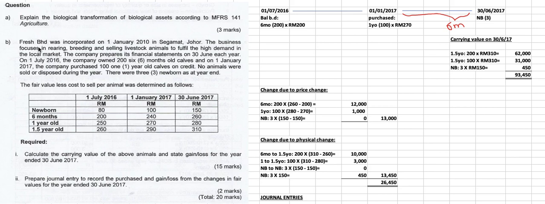Okay, Fresh Berhad was incorporated on 1st January 2010 in Segamat, Johor. The business focuses on rearing, breeding and selling livestock animals to fulfill the high demand in the local market. The company prepares its financial statement on 30th June each year. So on 1st July 16, okay, I have summarized and drawn the timeline here.